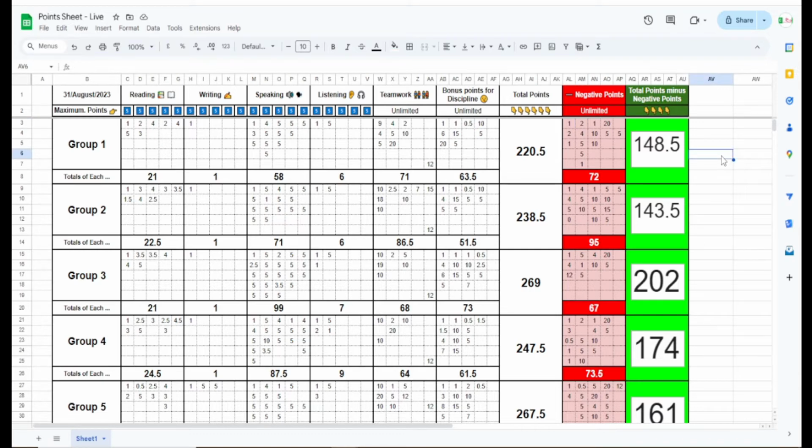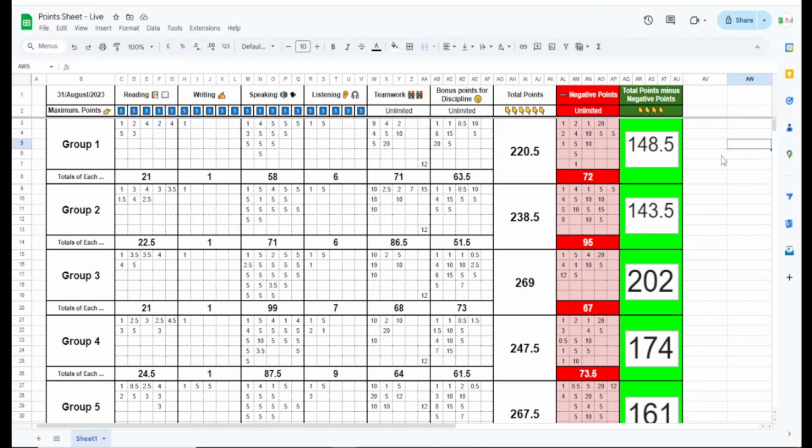Now here is where the actual work starts, so I hope you all are focused. For example, let's take group 3. After deducting all the negative points, they got 202 points, right? Now what we are going to do with this 202 is convert it into cash.